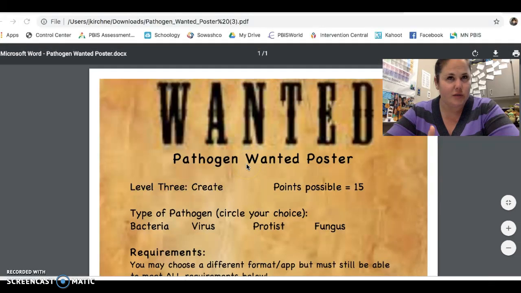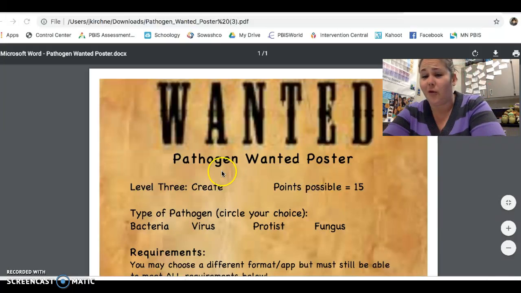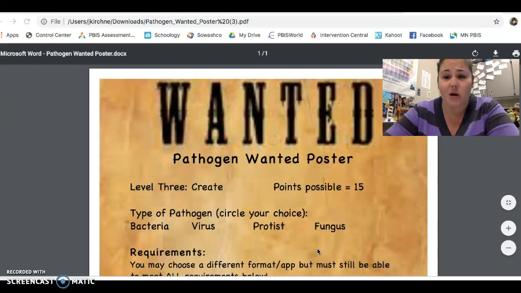Today, Tuesday, you are starting your pathogen poster. This is individual, not group. And depending on behavior, Mr. Stokes might let you move around, but I give him full permission to say no if you did not work hard yesterday. So this is where you are choosing a pathogen.